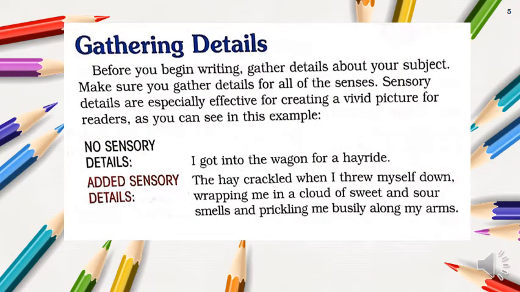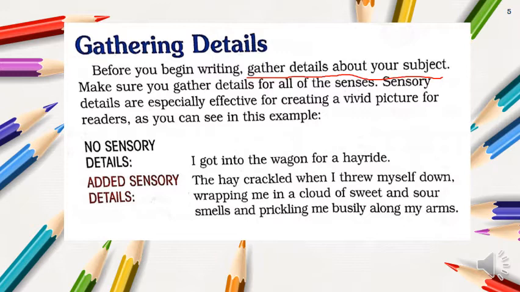Also, you should work on gathering details. Before you begin writing, gather details about your subject. For example, you're going to write about the flamingo bird, and all that you know about the flamingo is that it's pink. You cannot write a whole essay describing a flamingo while you don't know anything about it. You have to know all details about the bird.